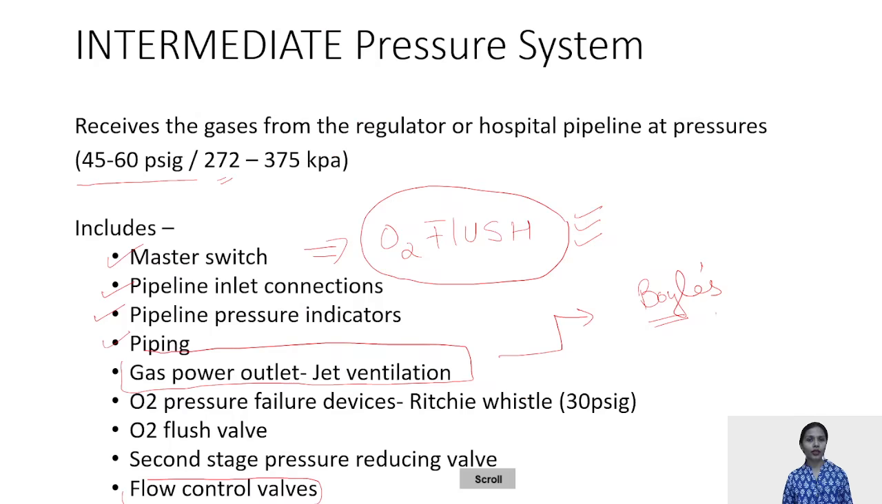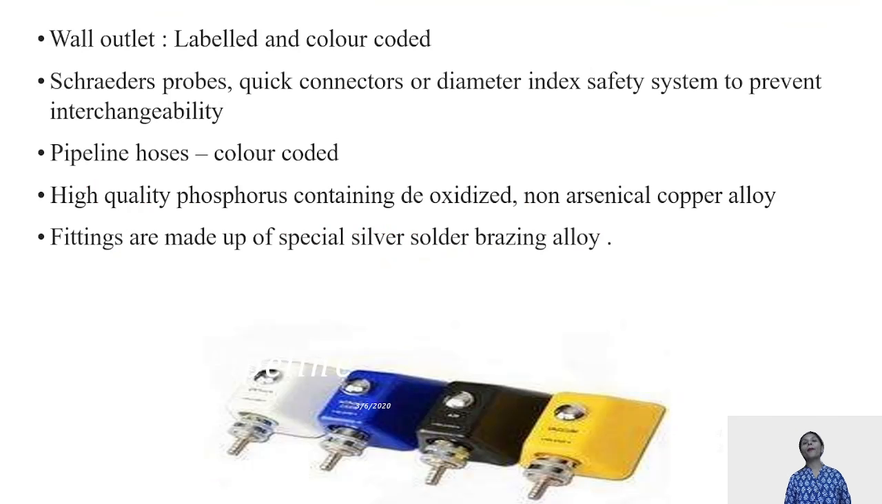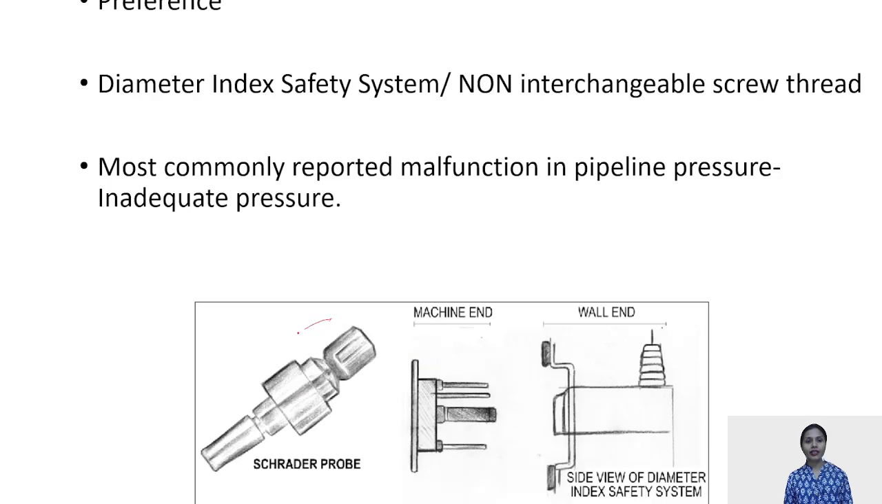Now coming one by one to them. First of all, your pipelines. See, when we talk about the pipelines, I just hope you all have visited your OT once or twice. The pipelines are connected to the walls. We have some pendants hanging, or we have some wall outlets in which the pipelines are connected. They are connected through certain connectors which you can see, which are known as the Schrader probes, like this. These are the connectors in pipelines, Schrader probe, which help the pipeline to be connected to your wall outlets.